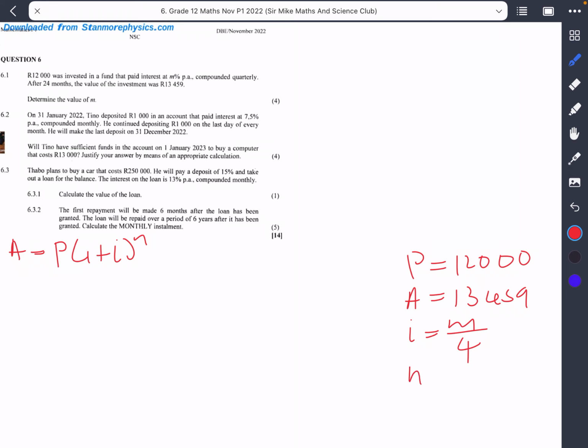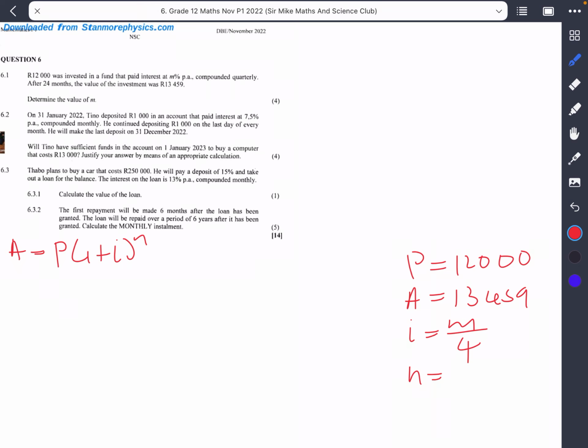Then we have i. Remember, this interest was per annum, compounded quarterly, meaning we take whatever interest we were given and divide it by 4, because in a year we have 4 quarters. So our interest would be M divided by 4. Why? Because this was compounded quarterly, so we take the interest and divide it into 4 equal parts. So i is equal to M divided by 4.